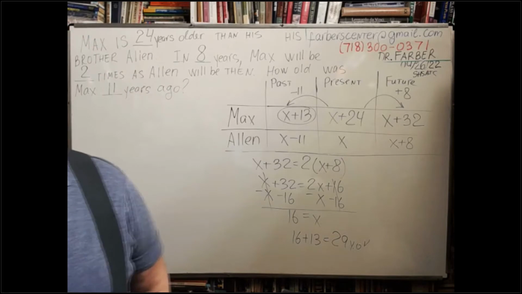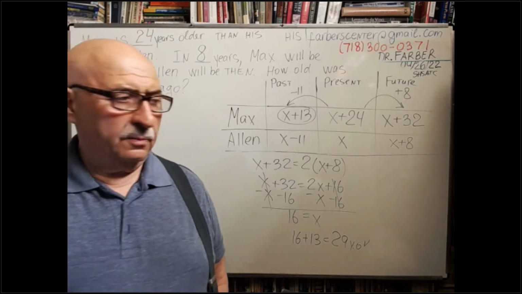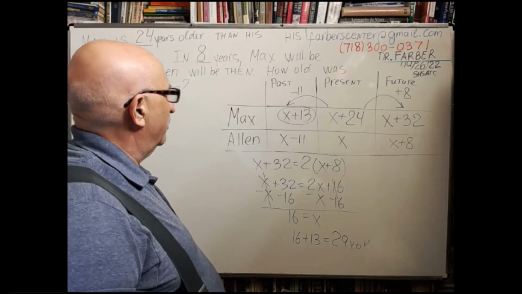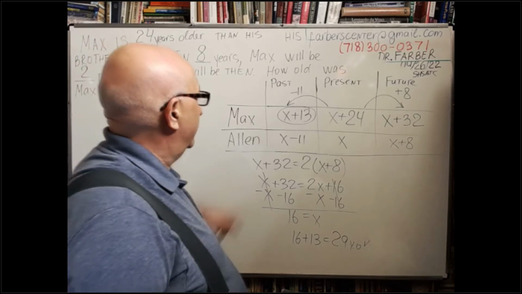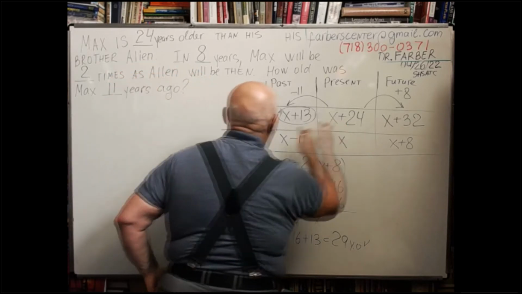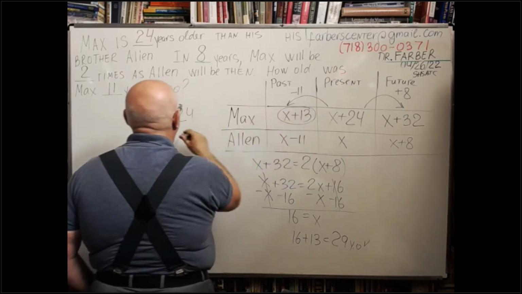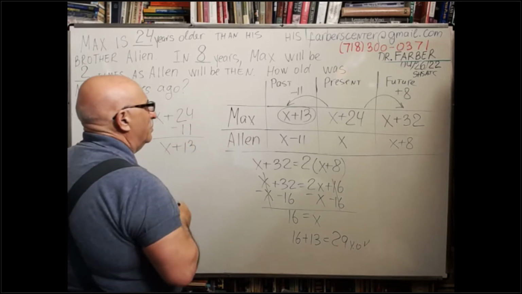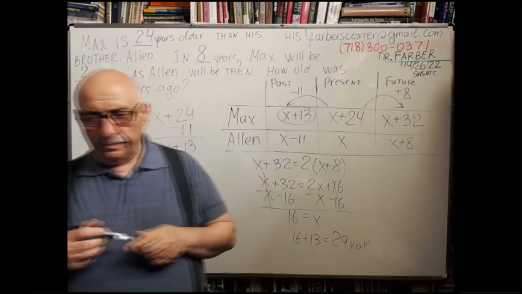Okay, students. Dr. Farber? Yes. How did you get 14 for Max in the past? 14? Where is it 14? No, 13. This one? Yes. Look at this. It was x plus 24. Go to past, minus 11. You have x plus 13. From everything, I'm supposed to subtract 11 if you go to past. Did I answer your question, Yuri?